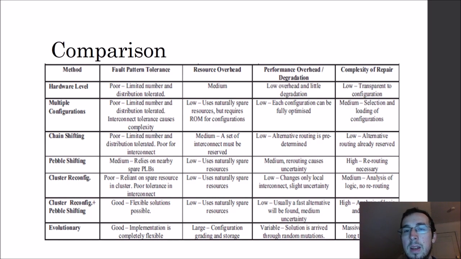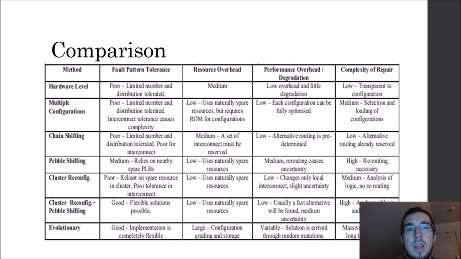The resource overhead is the area that the fault tolerance method needs on the FPGA in order to work. The performance overhead degradation is how long it takes for the fault tolerance mechanism to fix the problem and get it back to full optimization. And the complexity of repair is the ability for the fault tolerance to pinpoint the location of the fault, so that if repairs need to be done on the device, the user will know exactly where it needs to be done.